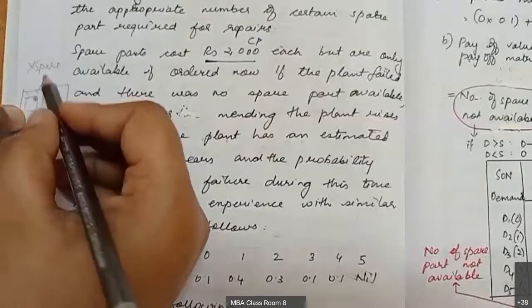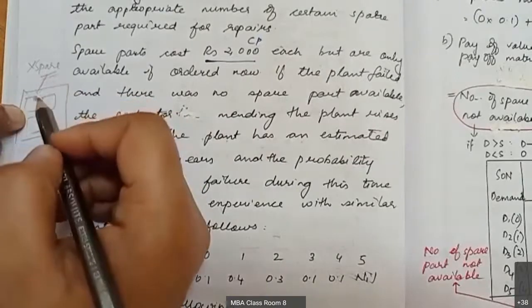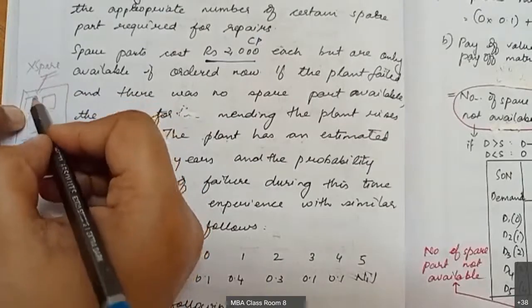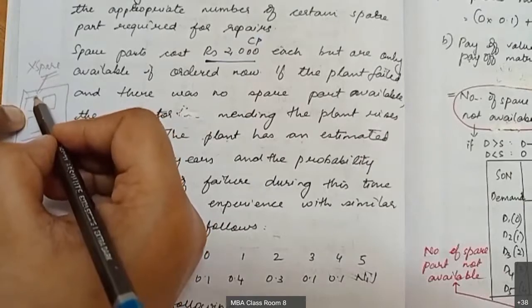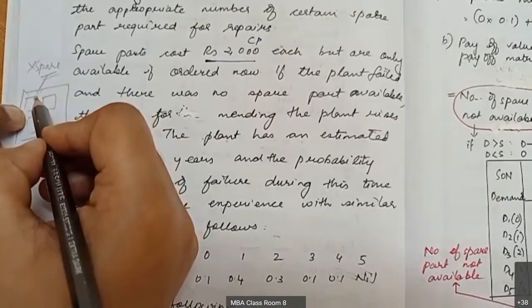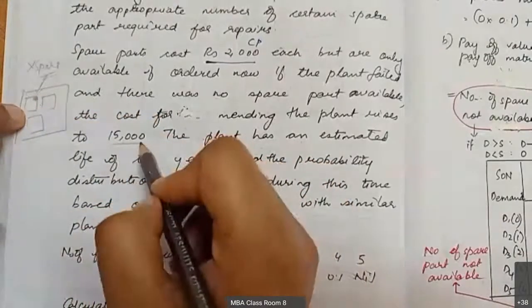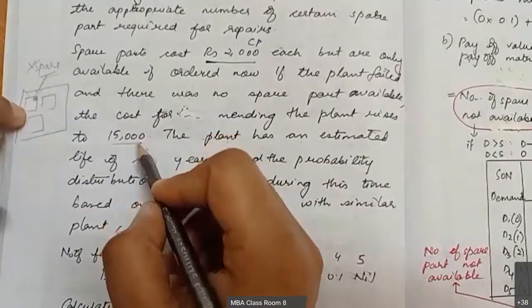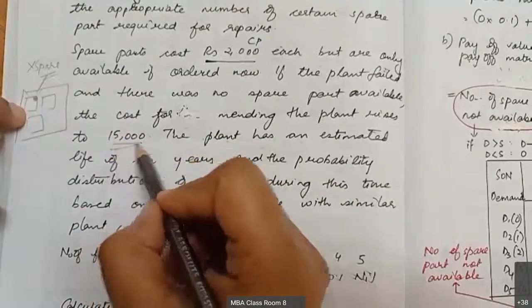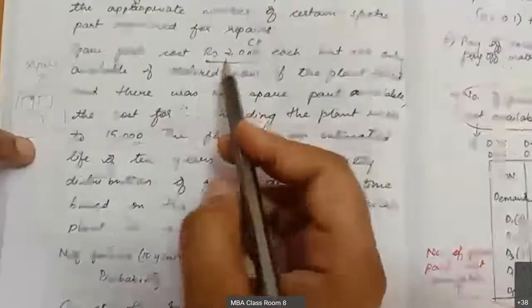Okay, but if you don't have the spare part, what is the problem? You will have to actually find out what is the error in this small part and then you have to rectify it. For that, the company has to spend rupees 15,000. Is it clear now? So if spare part is not there, again, this is another cost. So here two costs are mentioned.